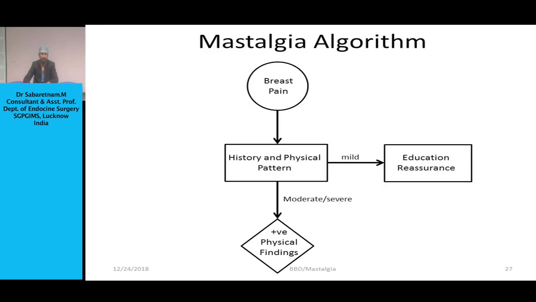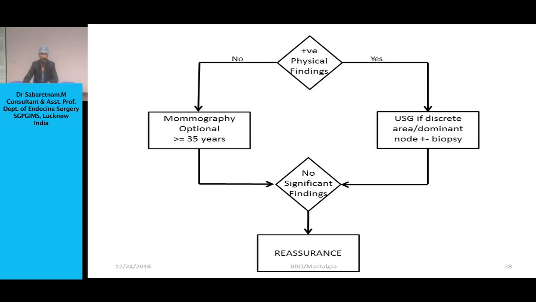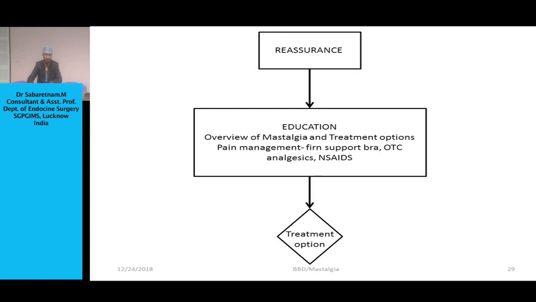Coming to the algorithm for breast pain, we have to take a good history and a physical examination. For mild cyclical mastalgia, education and reassurance. If there is a physical finding, then ultrasound, and then we proceed. If the patient is less than 35 years of age, ultrasonography is recommended. More than 35 years of age, mammography is recommended. Again, reassurance is most important. You give symptomatic pain relief, a firm support bra, and then analgesics with NSAIDs should do.